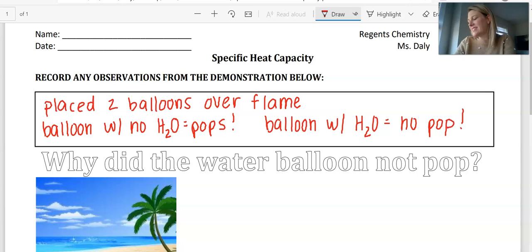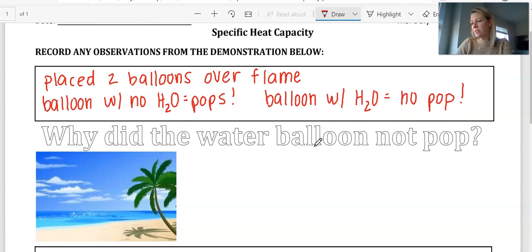Okay, excellent. I love doing this demonstration in class, and I have to say, I think the key must be using the candle. I sometimes try to use the Bunsen burner, and it results in a popped water balloon. It's very messy. But let's go ahead and jump in and talk a little bit about why it wouldn't pop.